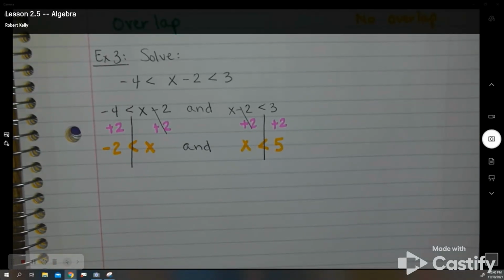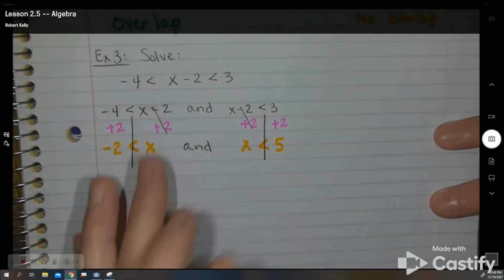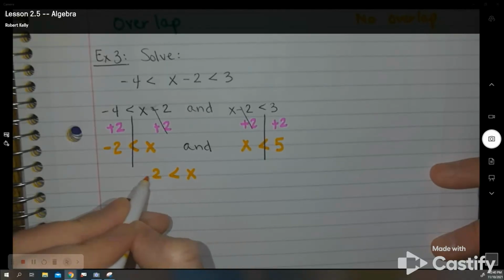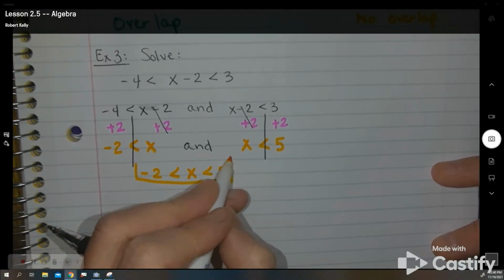One way about and compound inequalities is we actually can put them together as one, kind of the way that we started up here. So if I put it together as one, the variable goes in the middle. And then I copy this part here. So greater than -2, less than 5. So this is my most simplified way to write my solution for that one.